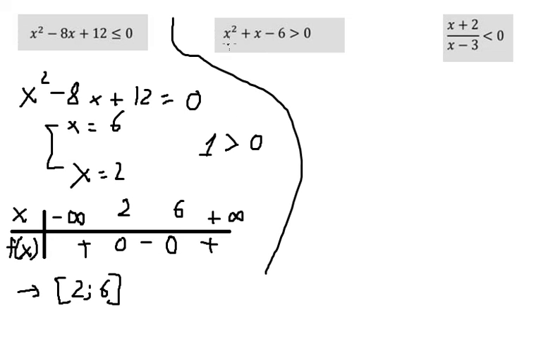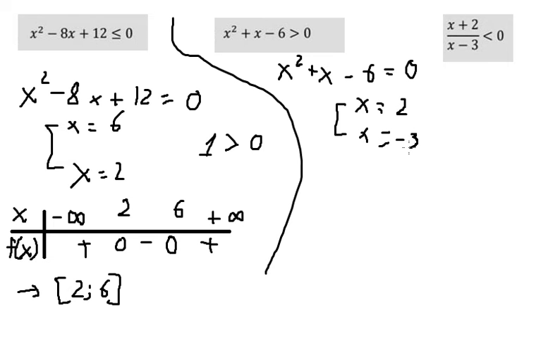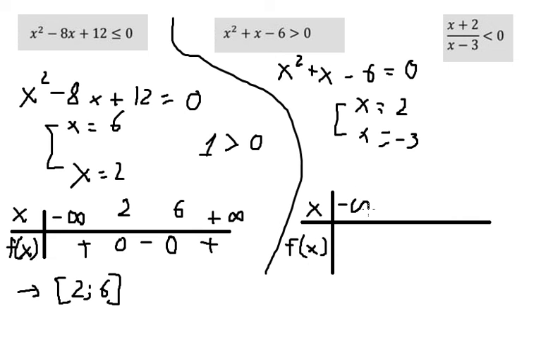Now we do the same technique for this one. We need to find the solutions of this one, and we have x equals 2 and negative 3. So we draw the table like this. So I will put negative 3 on here, 2 in here. We need to make sure that we put them in order from left to right.